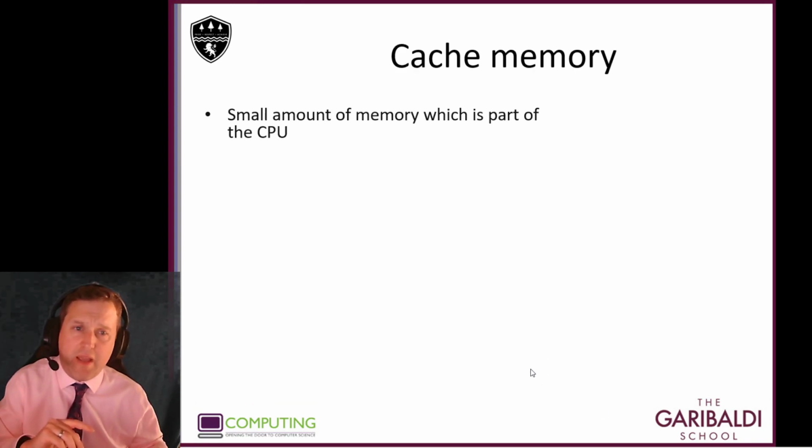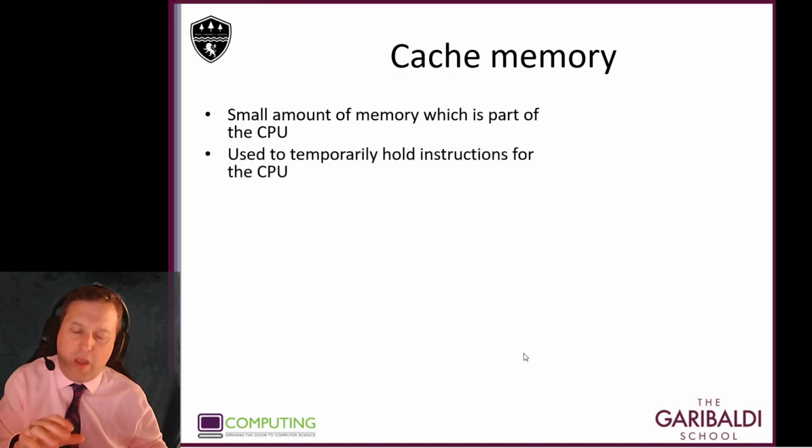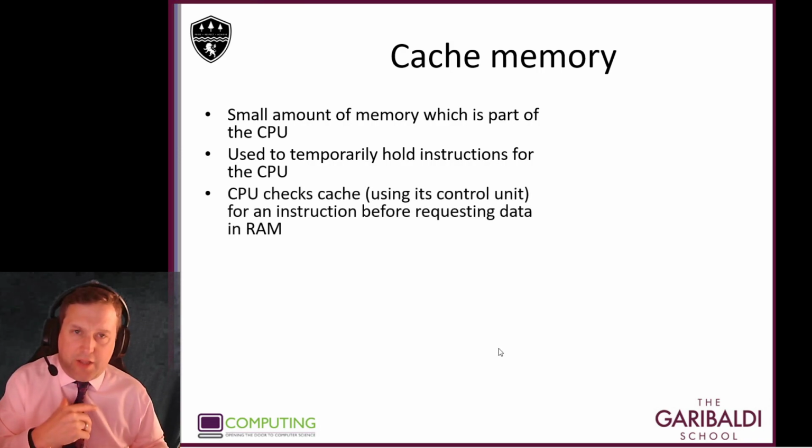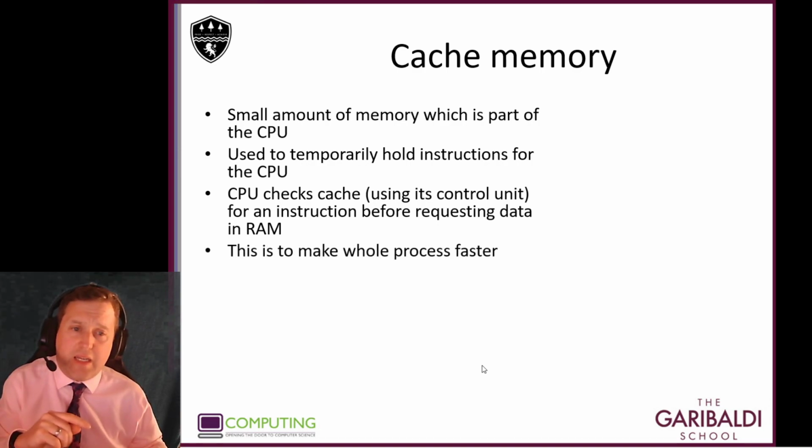So cache memory then. This is the small amount of memory that's available to the CPU. It's part of the CPU, and it's holding temporarily those instructions that it's being given to do. So things like add this, subtract this, store this, load this. It's those kinds of instructions. The control unit is the piece of the CPU that's going to be interacting with the cache, grabbing what it needs, and then requesting the data from the RAM after that. So more cache means you've got more faster memory available to the CPU.